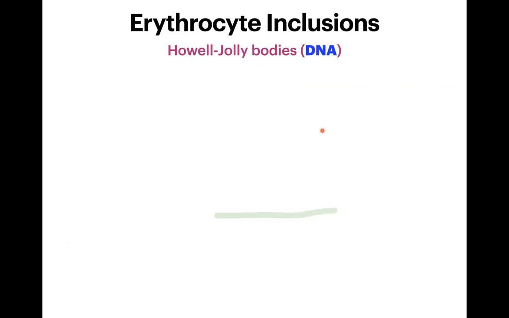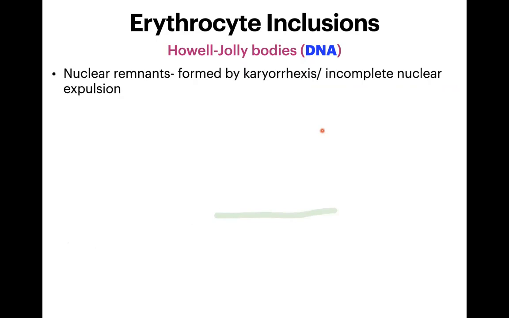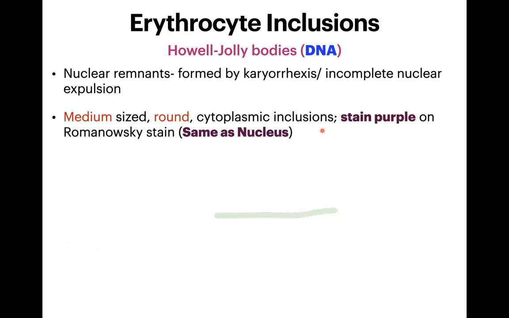So erythrocyte inclusions. First is Howell-Jolly bodies. They are formed by the DNA. So they are nuclear remnants and formed by either karyorrhexis or incomplete nuclear expulsion. They are medium-sized, round, cytoplasmic inclusions, and they stain purple. Because they are nuclear remnants, they will stain similar to the nucleus. So they will stain purple on the routine staining.